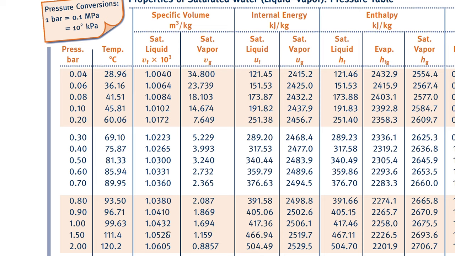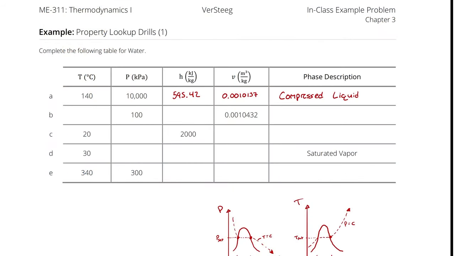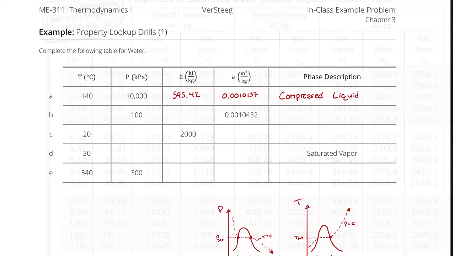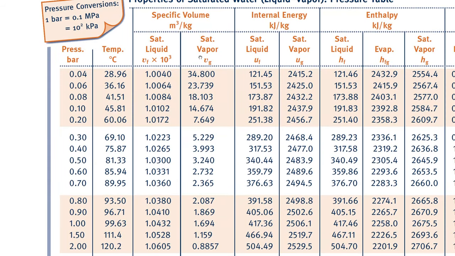If it's less than VF, it must be a compressed liquid. If it's greater than VG, it must be a superheated vapor. If it's between the two, it must be a mixture. If it's either this one or this one, then it is a saturated liquid or a saturated vapor, respectively. Our specific volume was exactly 0.0010432, which means we must have a saturated liquid.